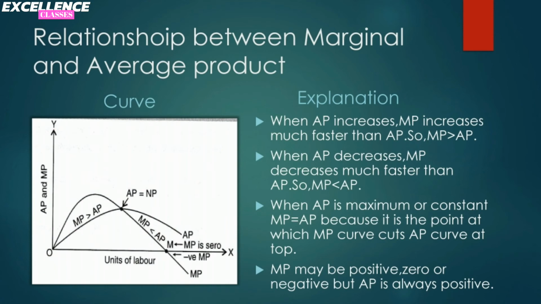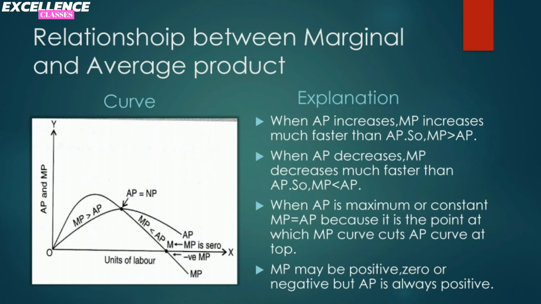In the curve we can see that when AP increases, MP increases much faster than AP. Therefore, MP will be greater than AP in the first case. When AP decreases, MP decreases much faster than AP. Therefore, MP will be less than AP in this situation. When AP is maximum or constant, MP will be equal to AP because it is a point at which MP curve cuts AP curve at top. And the last one is MP may be 0, positive or negative, but AP is always positive.